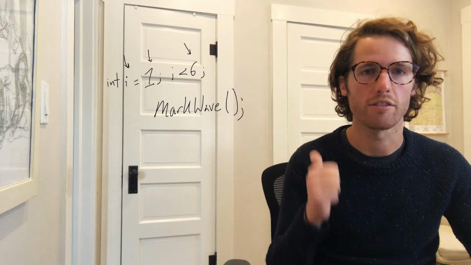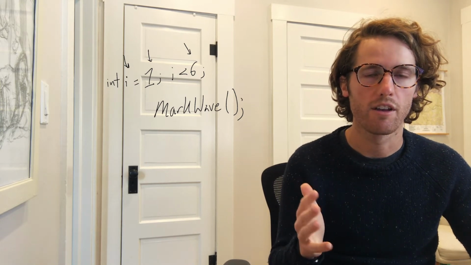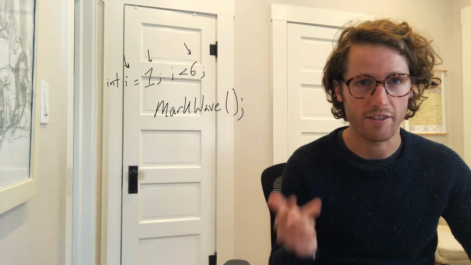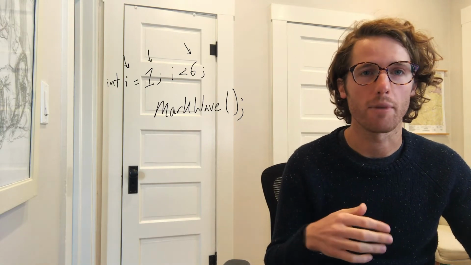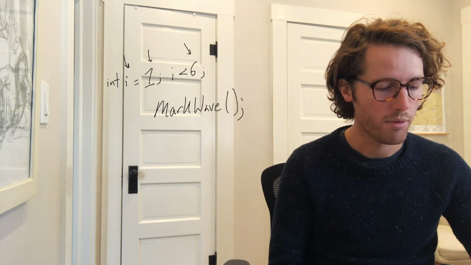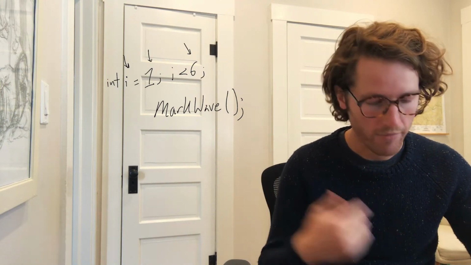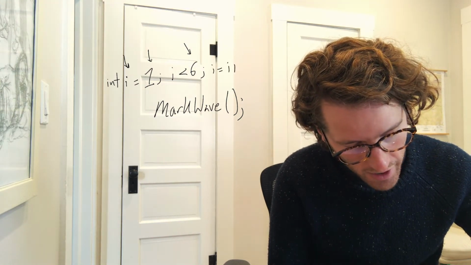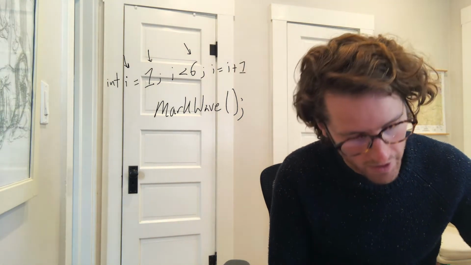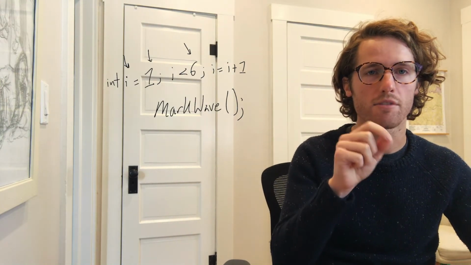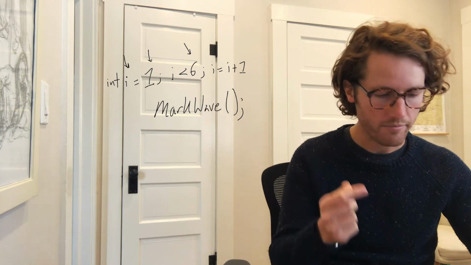We want to go 1, 2, 3, 4, 5. You could have done it by 2s, 1, 3, 5, 7, 9. You could count up by 10, 1, 11, 21, and so forth. But we just want to count up by 1. So we're going to say I equals I plus 1. So basically every time our loop happens, we're going to increase that counting variable I by 1.